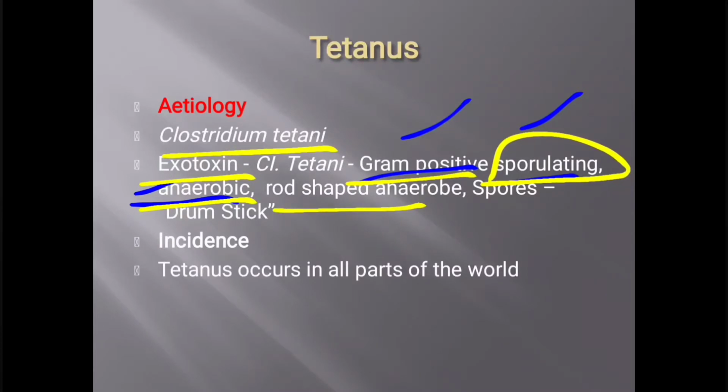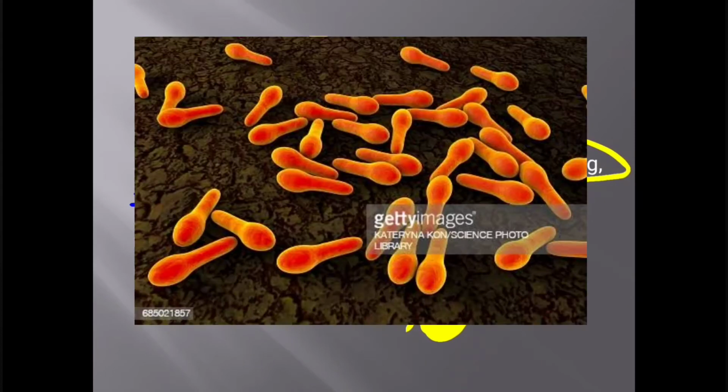Clostridium tetani is a terminal spore-producing bacterium, which means the rod is like this, and at the end of the rod it will produce a spore, eventually giving the appearance of a drumstick. Therefore, it is known as the drumstick appearance Clostridium tetani. Here in this image you can appreciate the drumstick appearance of Clostridium tetani with spore.